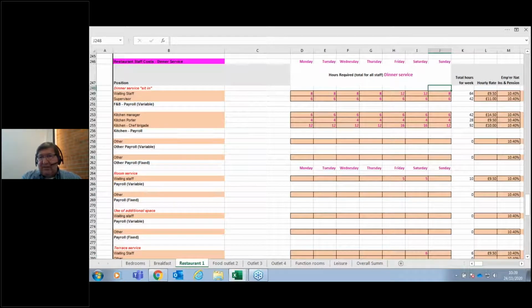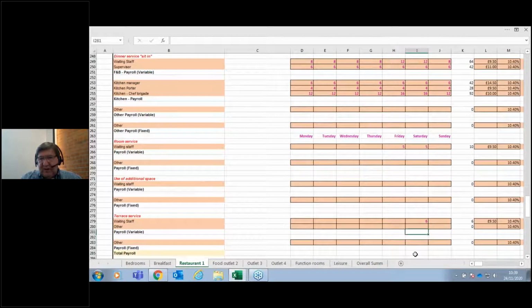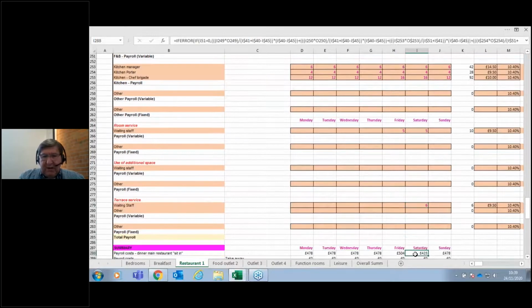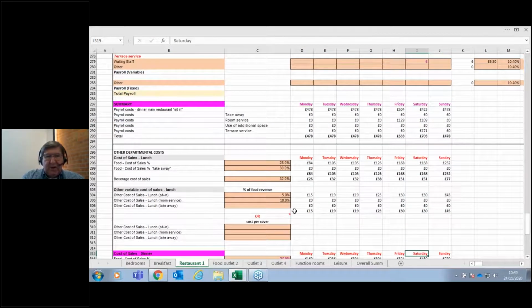And similarly for dinner, and there's a slight change in the colour here, as you can see, just to denote that this is dinner rather than lunch. Again, same idea, number of hours, rate of pay, and they will be carried forward to subsequent weeks. Kitchen hours for dinner service, and we're offering terrace service on the Saturday night in week 1. Then we just scroll on down a bit further.